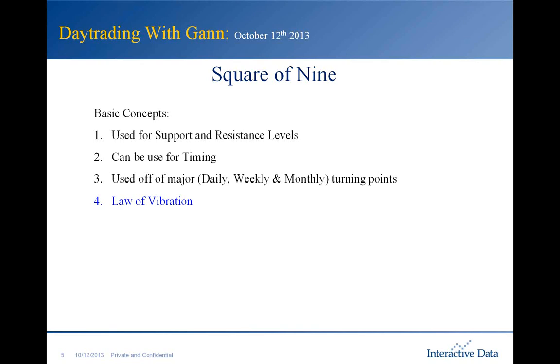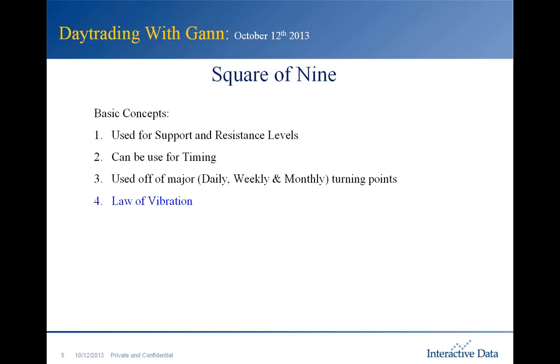Now, one of the major ideas behind the square of 9 theory is that we are going to be working off of daily, weekly, and monthly time frames. However, the title of the presentation is Day Trading with Gann. Those are at two very opposite ends of the time interval spectrum. Dailies, weeklies, and monthlies don't typically have a whole lot to do with 1-minute and 3-minute charts where most day traders like to spend their time. However, through the law of vibration, we are going to use those major daily, weekly, and monthly turning points to generate levels that can be used in a day trading environment.